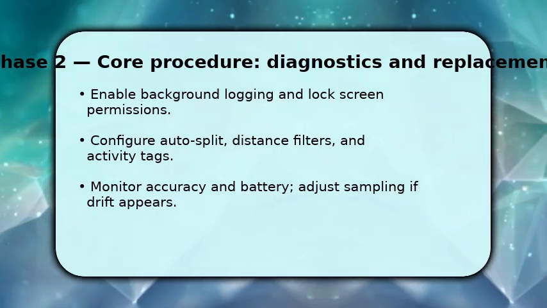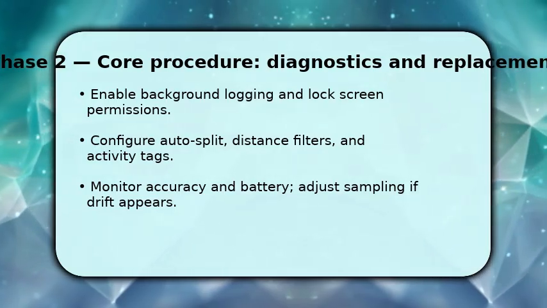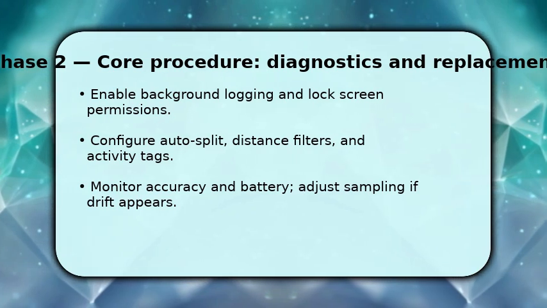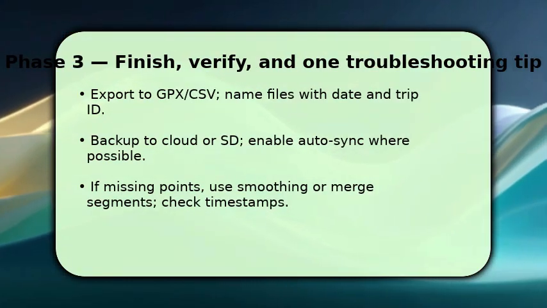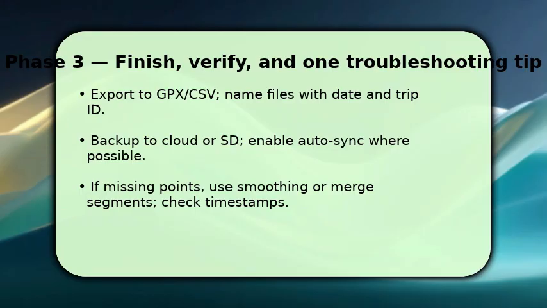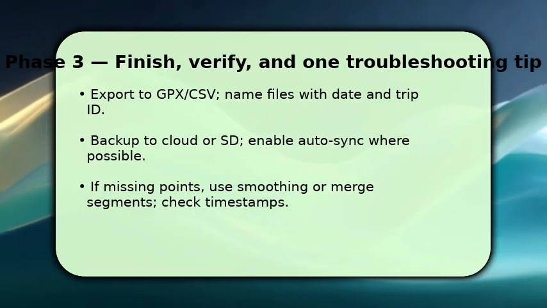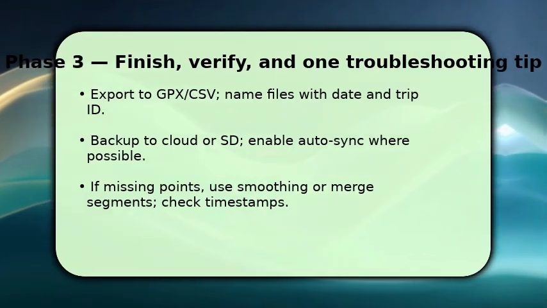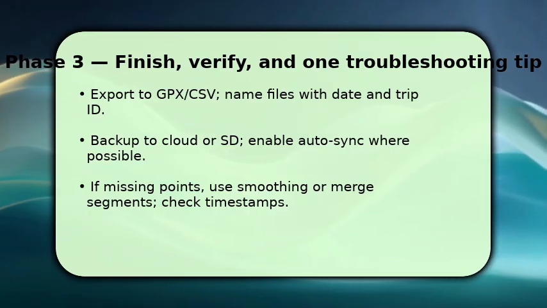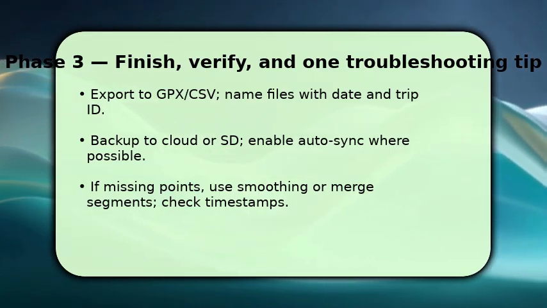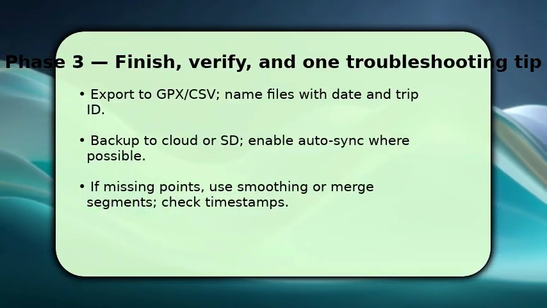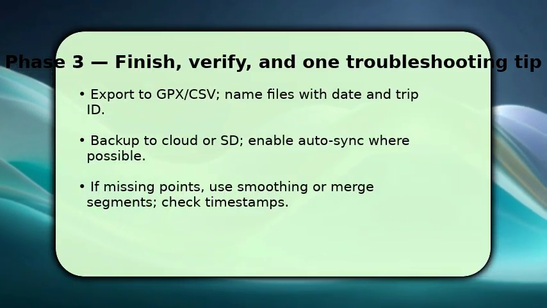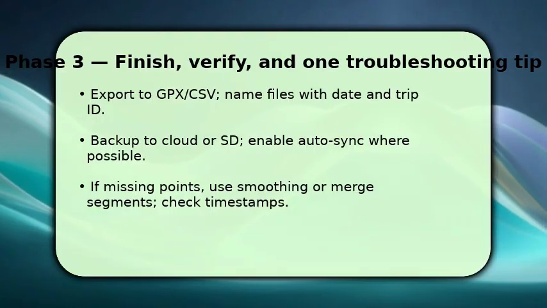Once configured, start a session and confirm timestamps and coordinates are updating. You finish by exporting your session in the chosen format and naming it with date and trip ID. This prevents overwrites. Then back up immediately, upload to cloud or move to SD. Enable auto-sync to avoid data loss. If you find gaps or jitter, merge segments and apply smoothing, because interpolation can restore missing points while preserving timestamps.